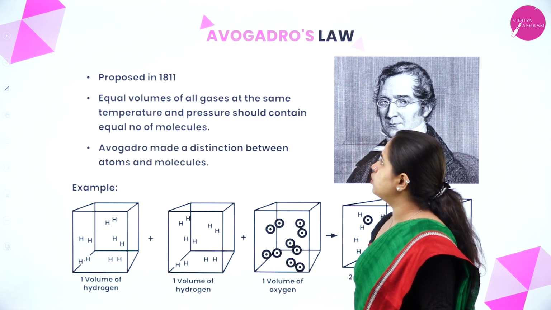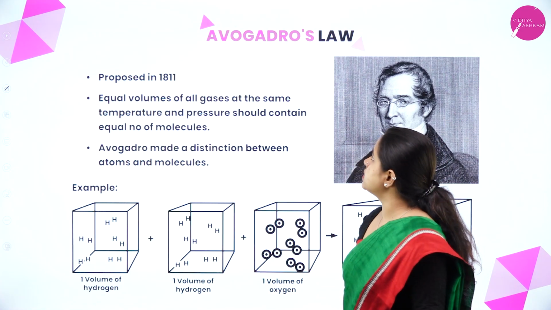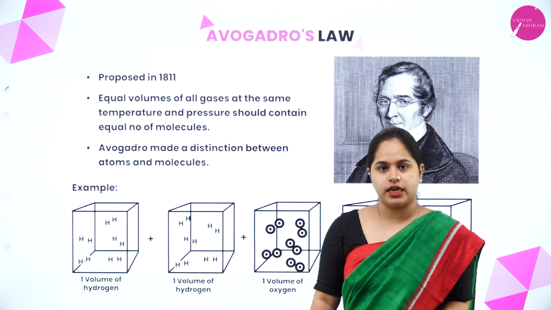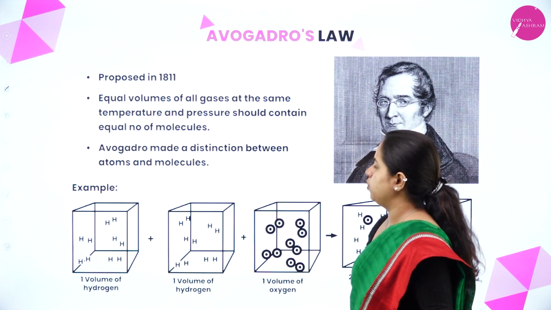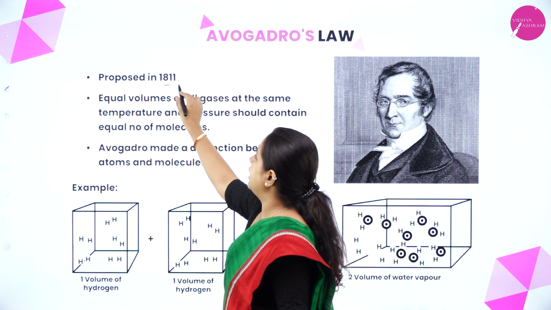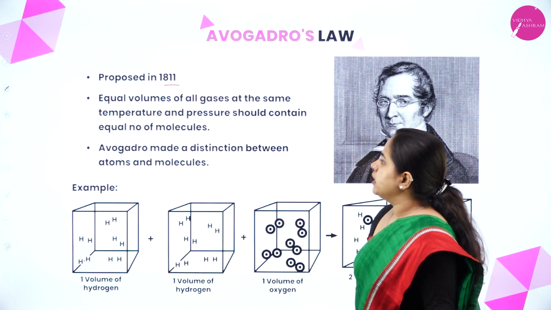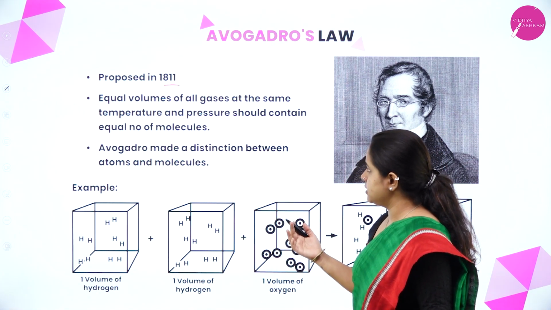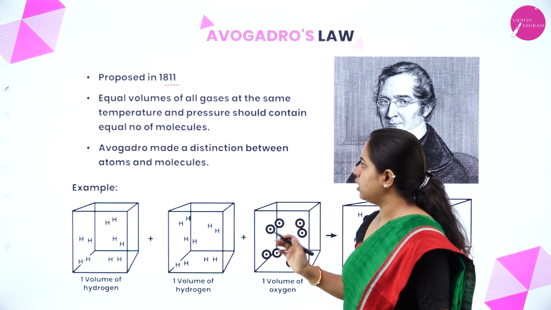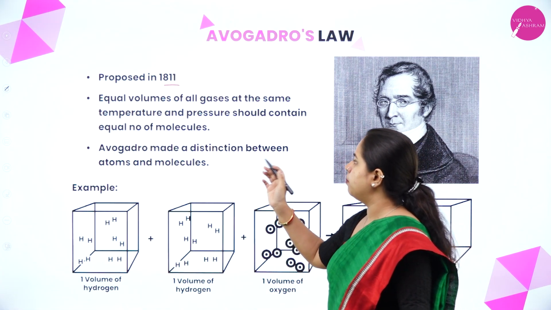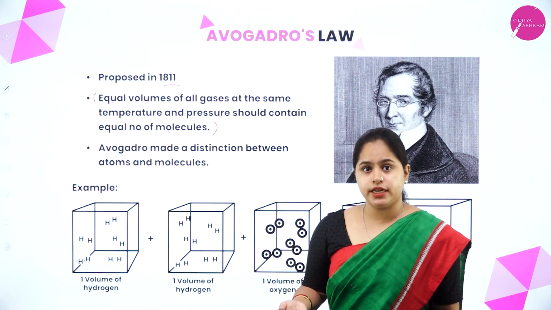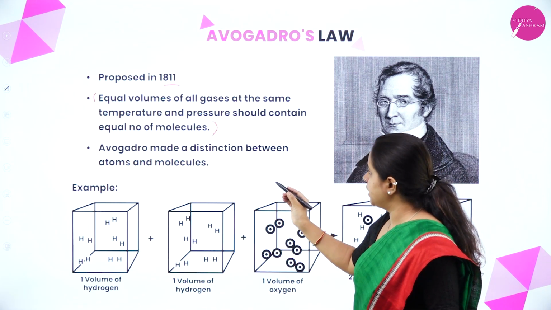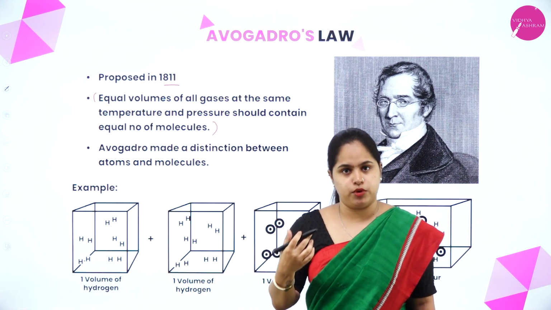Now let's move on to the last law that we are going to study here, Avogadro's law. From the name itself you can get to know who is the scientist who proposed it. It is Avogadro. So this was proposed in the year 1811 by Avogadro. The statement here is: equal volumes of all gases at the same temperature and pressure should contain equal number of molecules. I'll read it out again. Equal volumes of all gases at the same temperature and pressure should contain equal number of molecules.